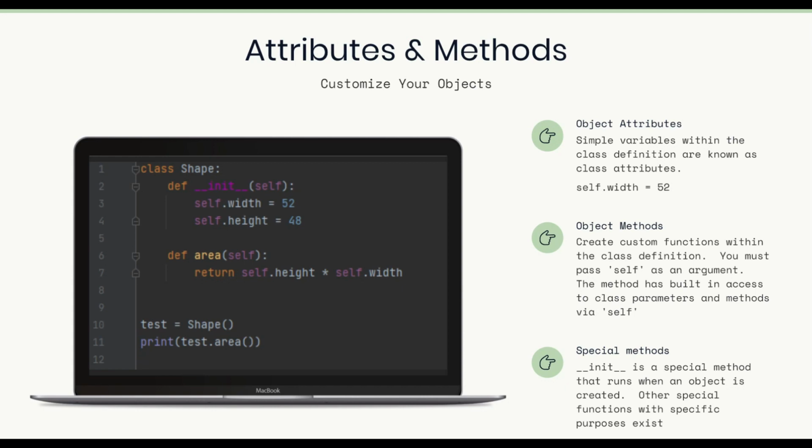You must pass self as an argument. The method has built-in access to class parameters and methods via the self keyword. Okay. Special methods. Init is a special method that runs when an object is created. Other special functions with specific purposes exist, and we will discuss some of them. And of course, we will go over some of them when we use them.